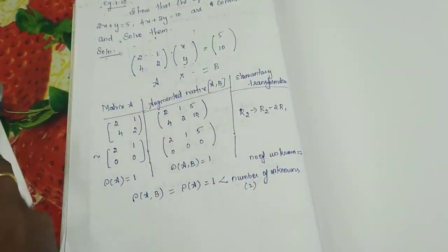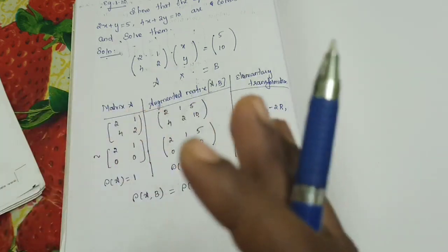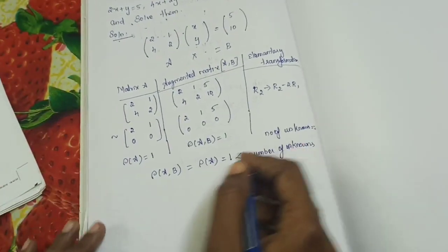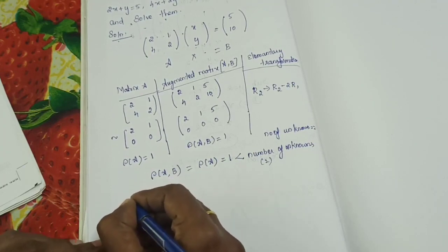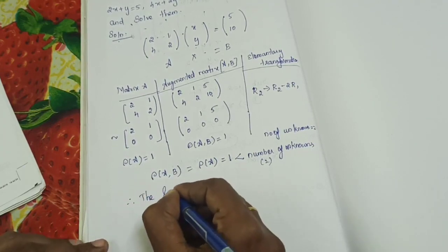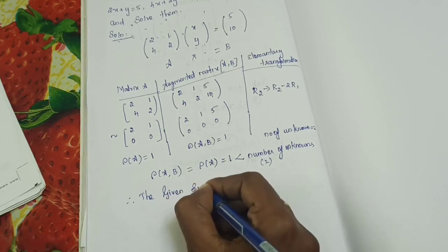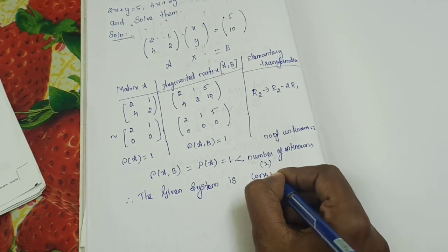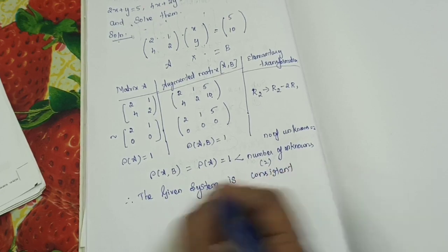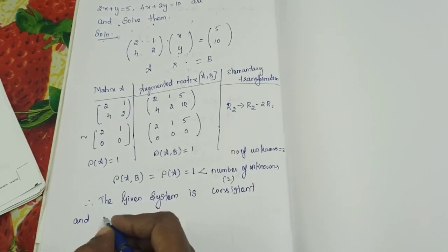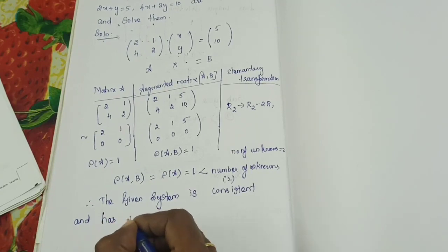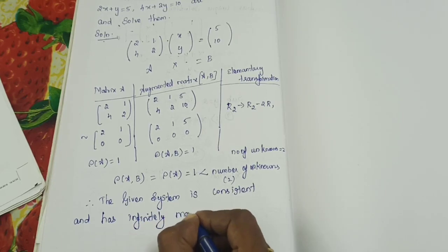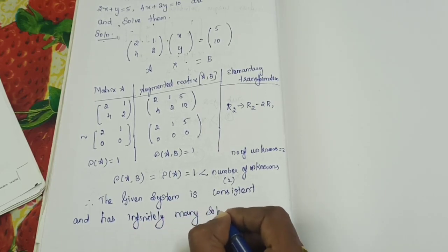So we can't find the solution. We will get more solutions. Never end. Infinitely many solutions. That's the thing. So here, how will we conclude? The given system is consistent and has infinitely many solutions. Students, please listen.